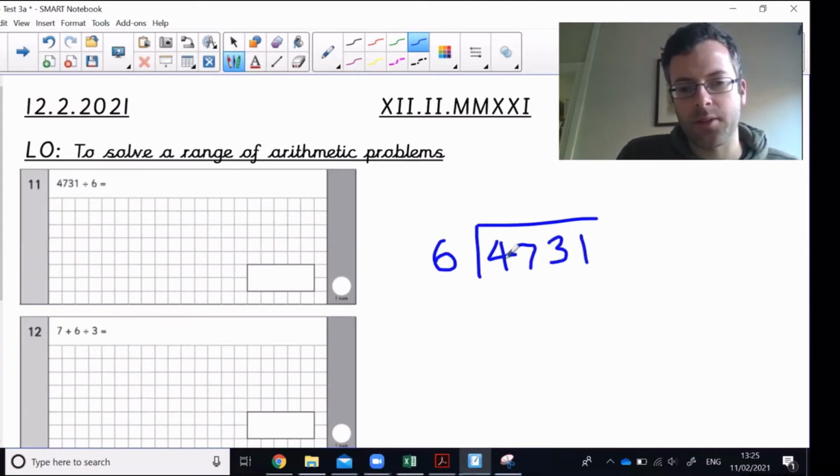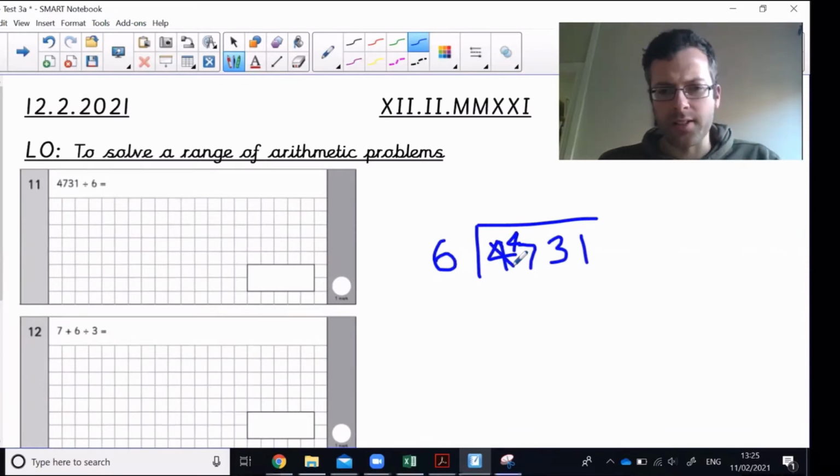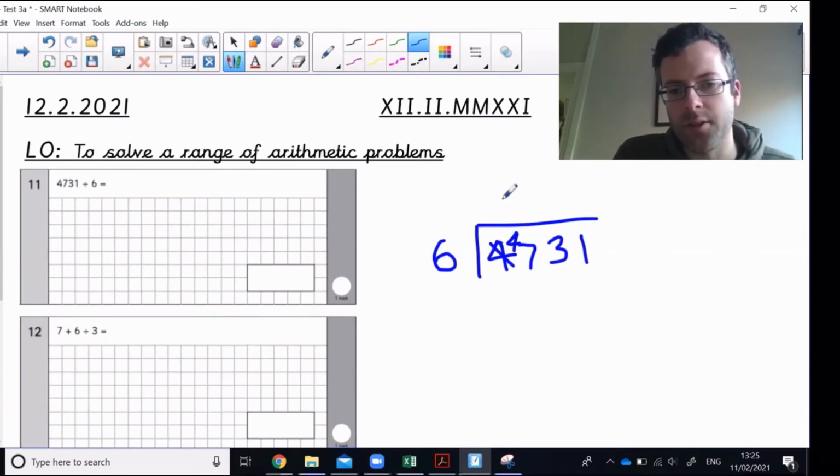So how many 6s go into 4? The answer is none in this case. So I'll carry my 4 over here. How many 6s go into 47? Well, 7 of them get us to 42 plus 5 left over. How many 6s go into 53? Well, 8 of them get us to 48. Remainder 3. How many 6s go into 31 is going to be 5. And then that leaves me with a remainder of 1/6.